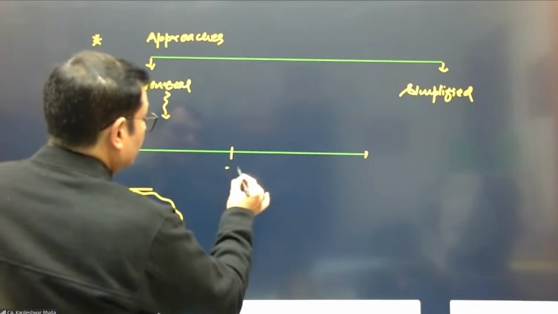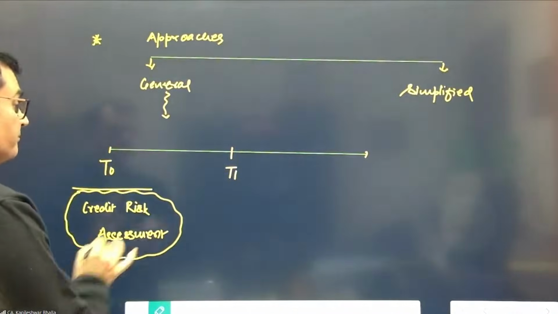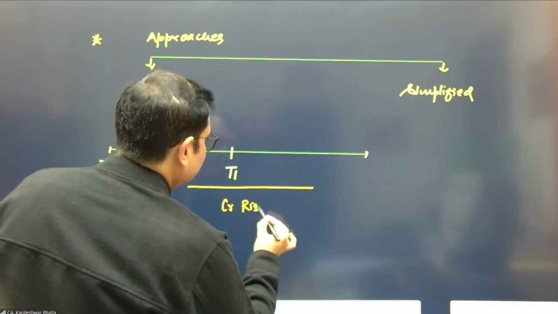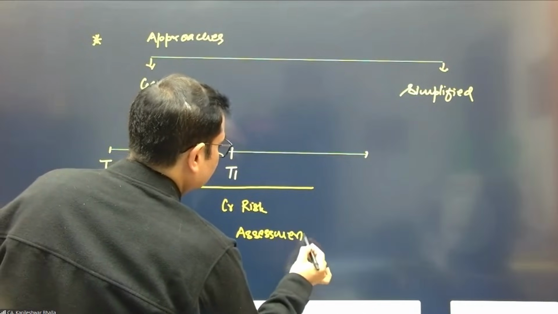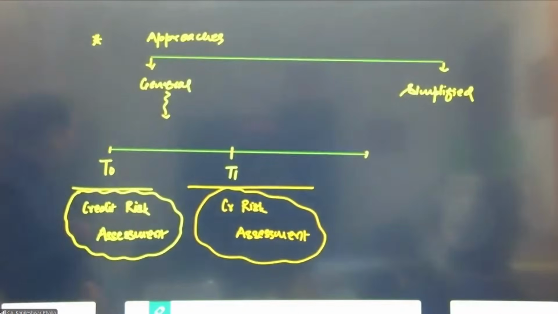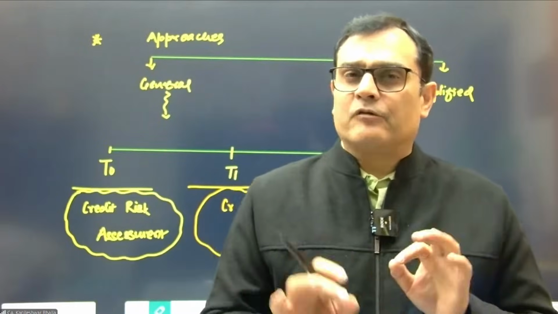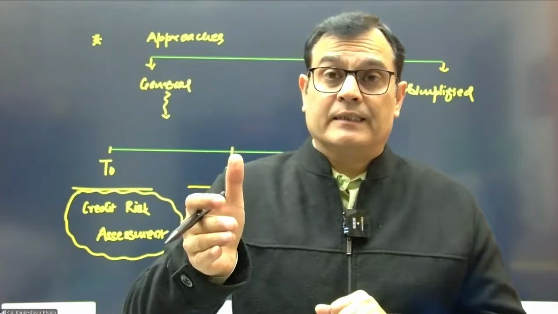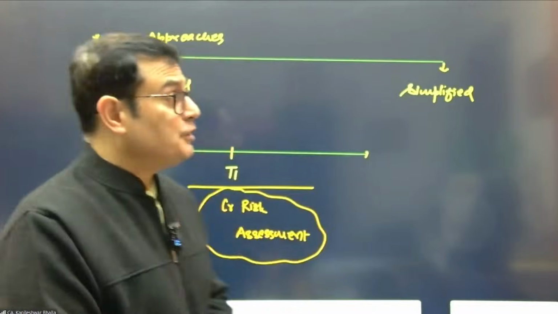Now, what are we going to do? Let's say at the end of the first year, that is T1, I will again repeat the credit risk assessment. That means the credit risk assessment is done at T0 and is done again at the end of the first year. And trust me, this exercise will be done at every balance sheet date. At the end of the second year, at the end of the third year, I will sit down and do a credit risk assessment at each balance sheet date.